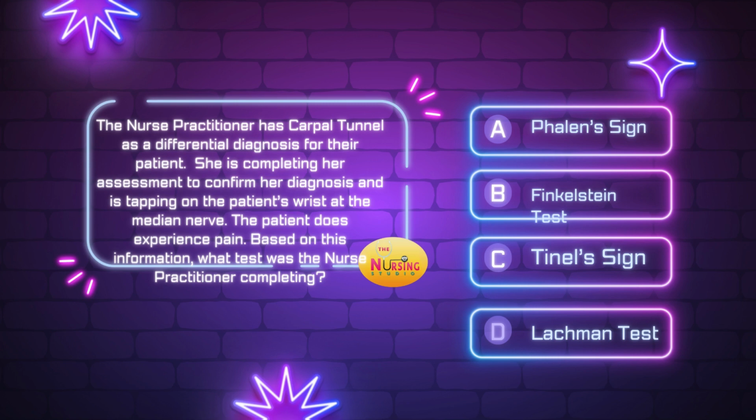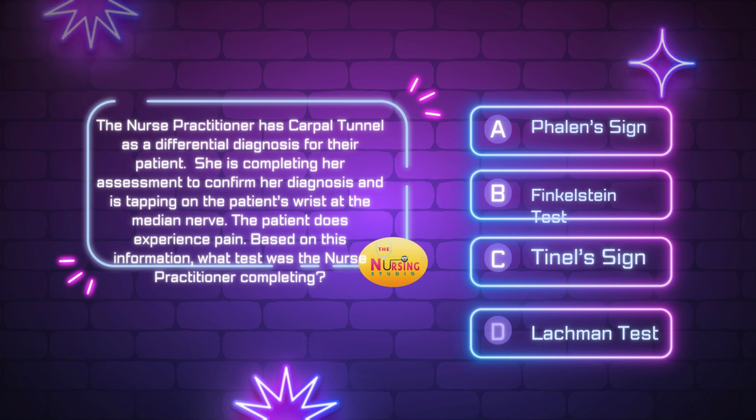Is it C, Tunnel sign? Yes, it is. Always think tunnel and tapping. T for tunnel, T for tapping. Gonna tap on that median nerve. Remembering that with carpal tunnel, that median nerve is where that pain is, right in the middle of that patient's wrist. Tapping on it will elicit pain if it's positive. So C would confirm her diagnosis, Tunnel sign. And D, the Lockman's test, has nothing to do with carpal tunnel or the wrist. It's actually an exam for an assessment of the knee when you're thinking there may be an ACL or PCL tear, most commonly for the ACL.